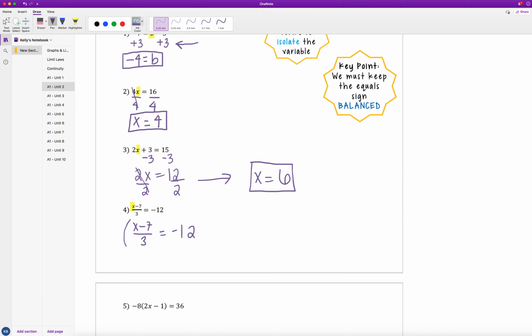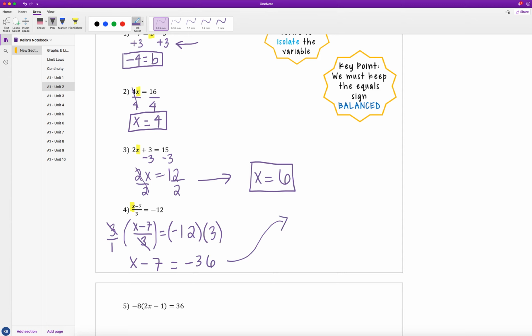What we would want to do is go ahead and multiply by 3 on the left side, because by multiplying by 3, we're technically multiplying by 3 over 1, which allows me to cancel the 3 over the 3. But remember, whatever we do to one side, we have to do to the other. So I'll multiply the right side by 3 as well. On the left side, since the 3's cancel, I get x minus 7. And then on the right side, negative 12 times 3 will give me negative 36.